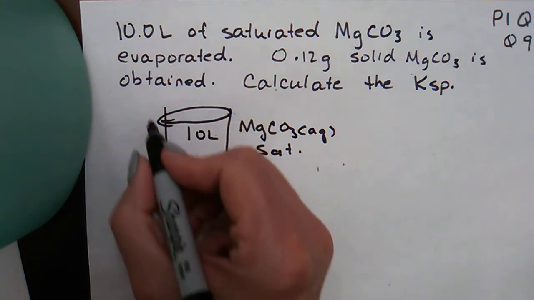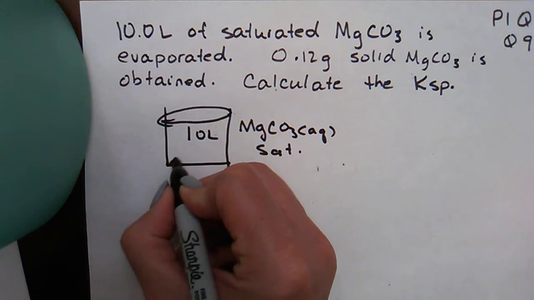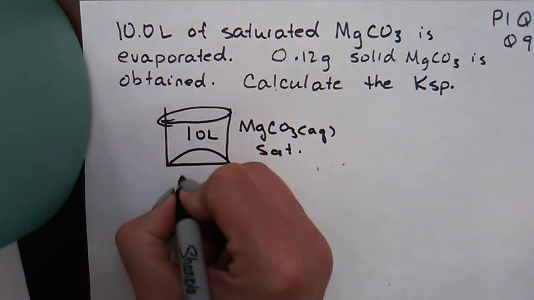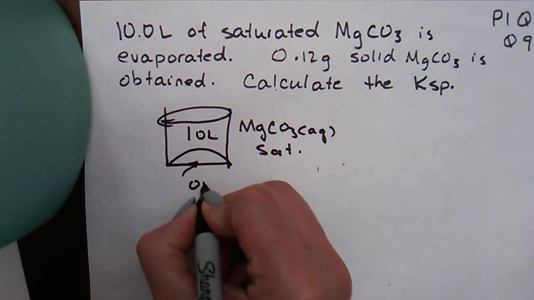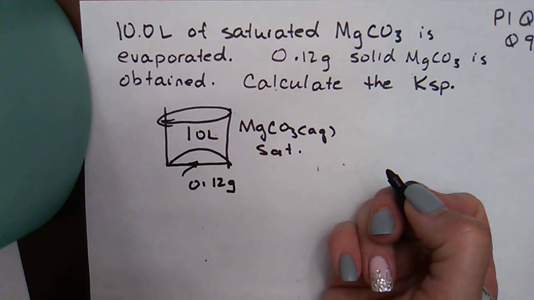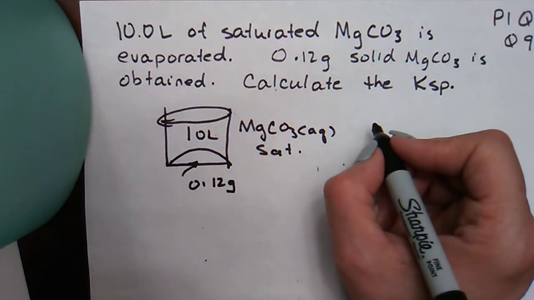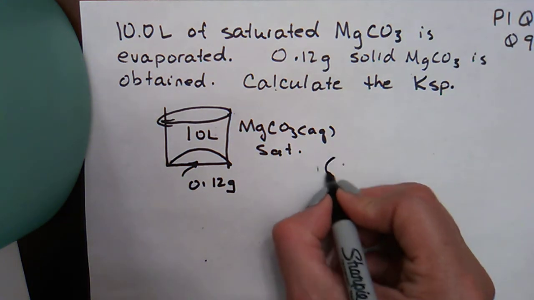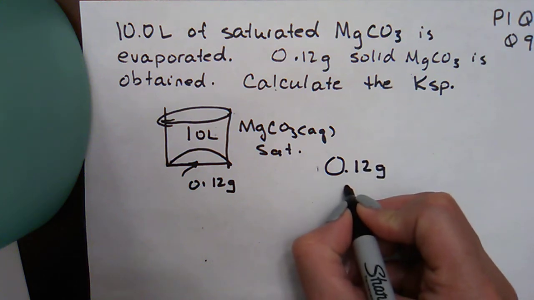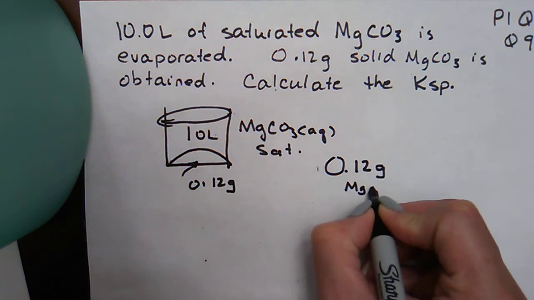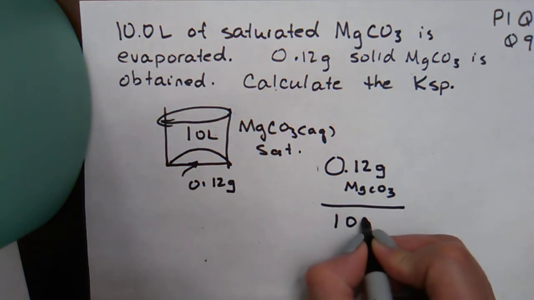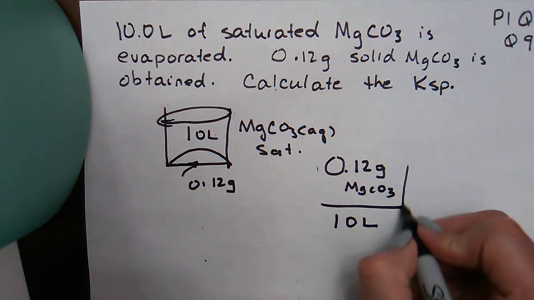And when I evaporate all of the water, all I'm going to have left is a little pile of salt at the bottom, and that little pile of salt is going to have 0.12 grams of magnesium carbonate remaining. So I know that there was 0.12 grams of magnesium carbonate in a total of 10 liters of solution.